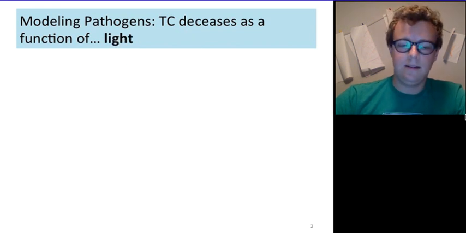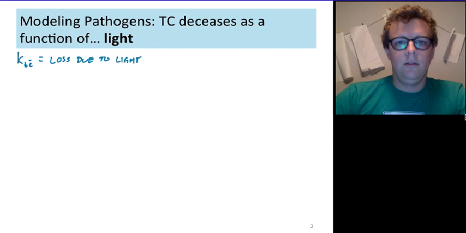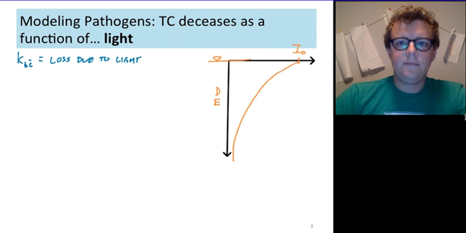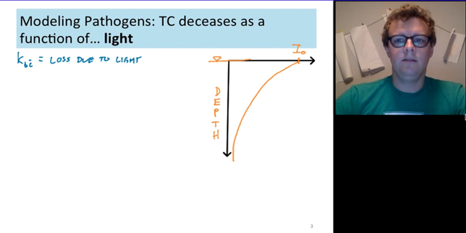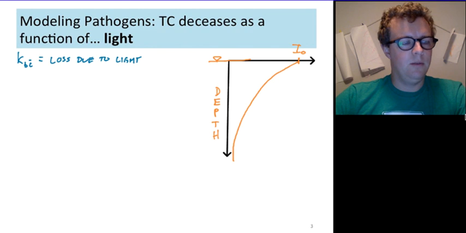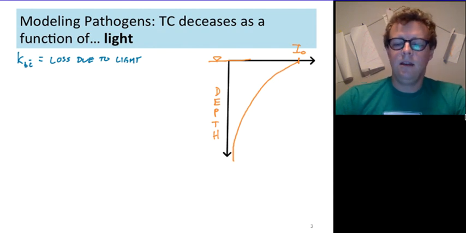So the next is a function of light. So basically increased light exposure and the UV light in particular is killing our pathogens. So loss due to light. And so this one gets a little more tricky. We've got some I naught representing the solar intensity at the surface of the water, and we saw this variable as well when we did time variable reaction rates and looked at time of day and photosynthesis.